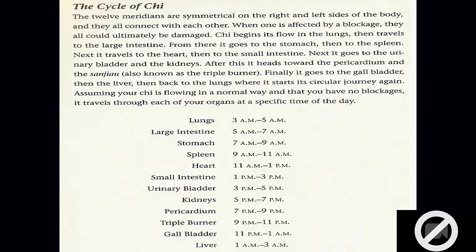So the chi begins to flow in the lungs, then travels to the small and large intestines. From there, it goes into the stomach, then to the spleen, then travels to the heart, then to the small intestines. First, it goes to the urinary.